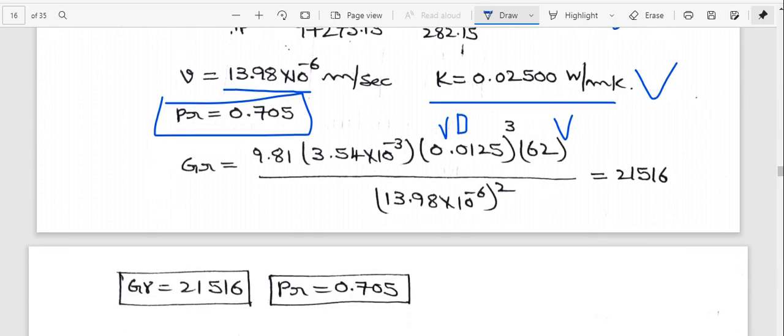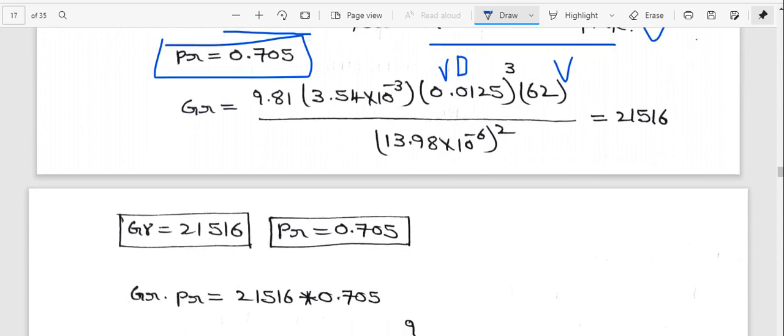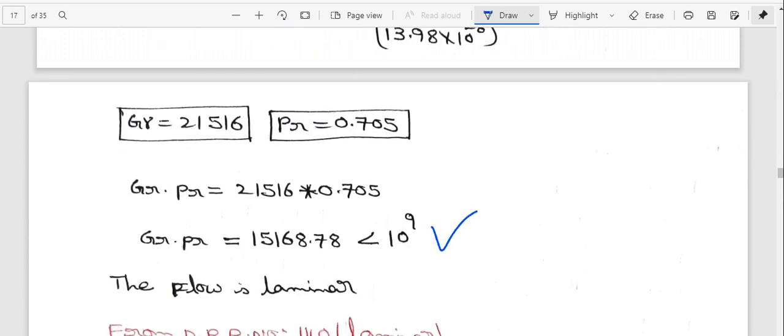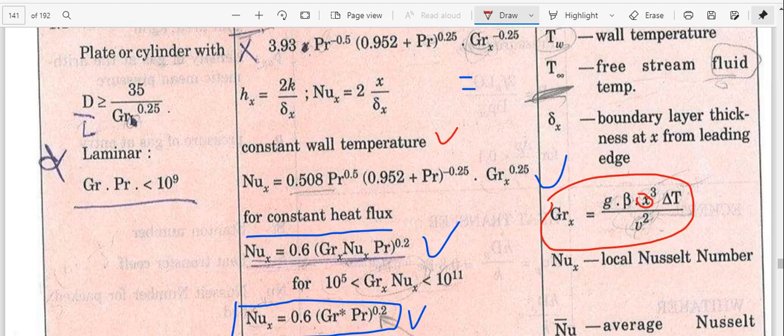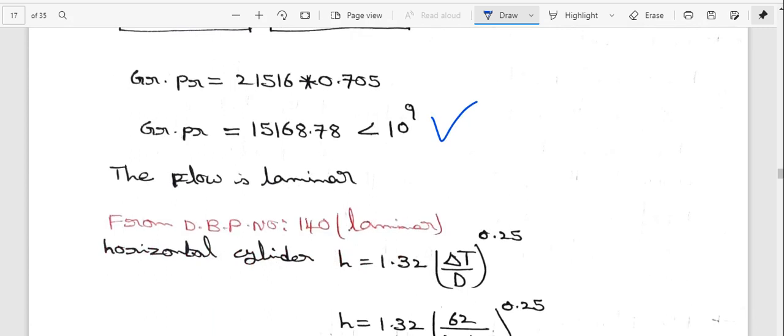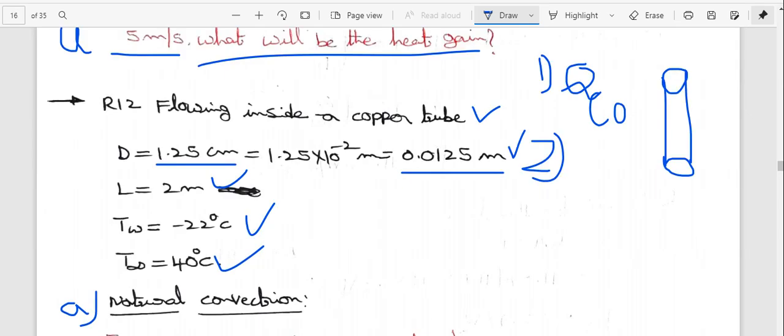So here this is the Gr value. The Gr Pr value is less than 10 power 9. What does less than 10 power 9 indicate? It indicates laminar flow. So here the flow is laminar.